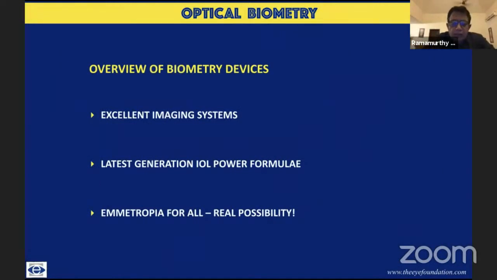So along with improvement in intraocular lens technology and the ability to extract intraocular lenses using the lasers as well as modern phacoemulsification systems, today we have excellent imaging systems incorporating the latest generation intraocular lens power calculations.